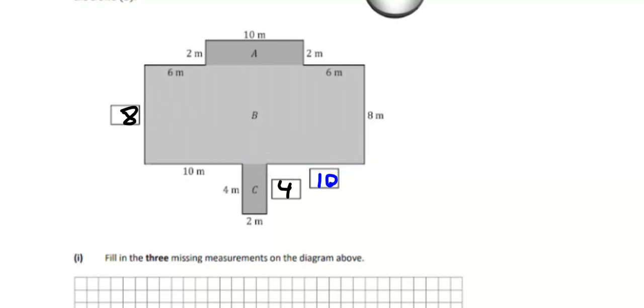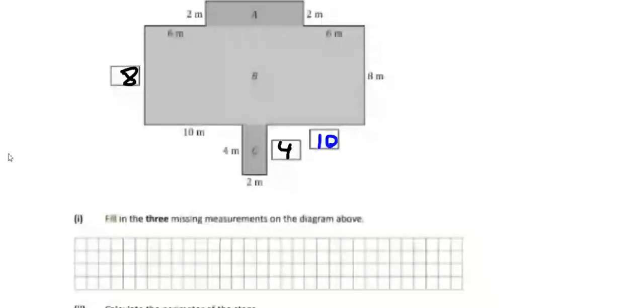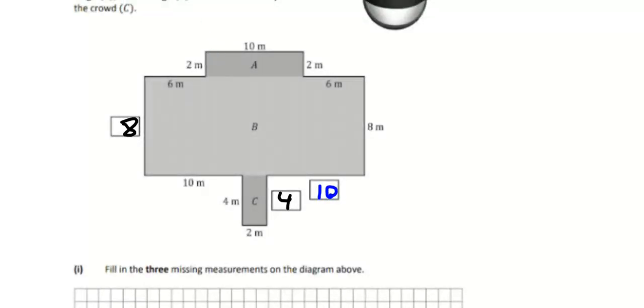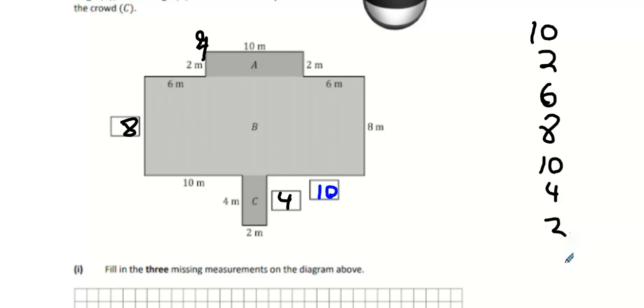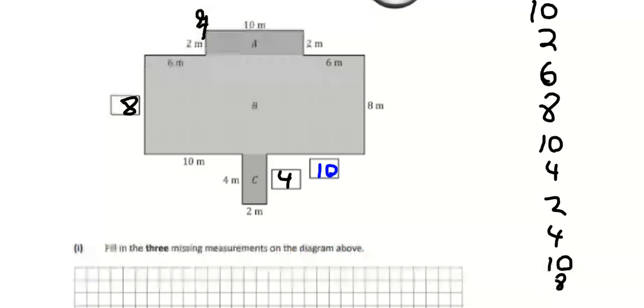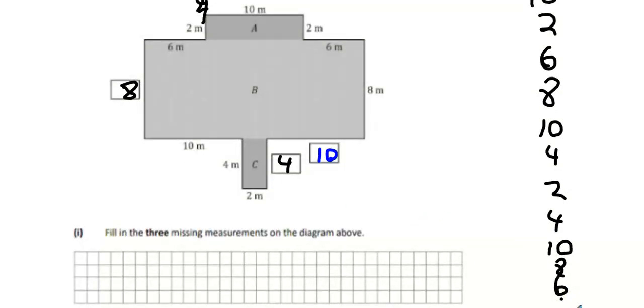And next thing, calculate the perimeter. So perimeter means do a lap. So if we do a lap of the full thing, like if we run this full length, what do we have to add together to get that? So let's start here. What's the first thing I'm going to put in? 10, 2, 6, 8, 10, 4, 2, 4, 10, 8, 6, and 2. What happens when you add all them together? You got 72 meters. Add them all together.